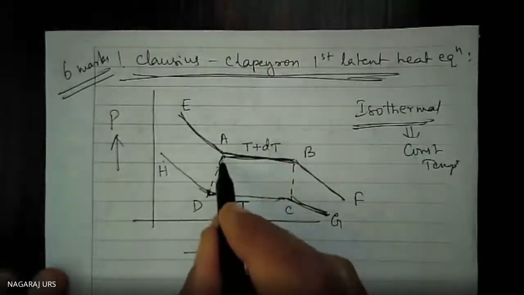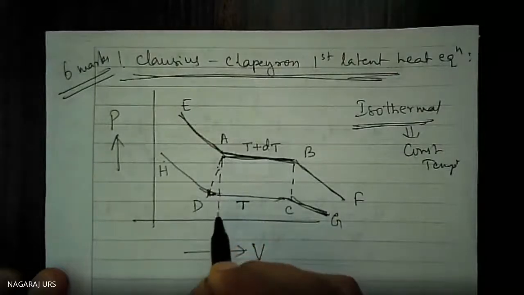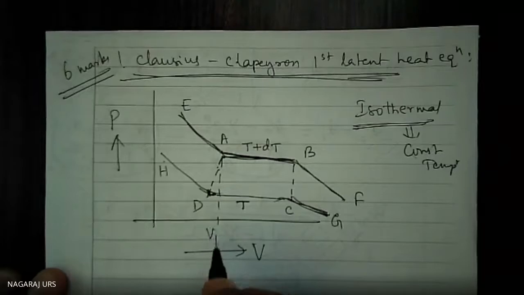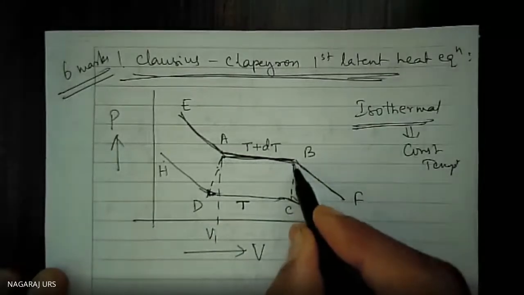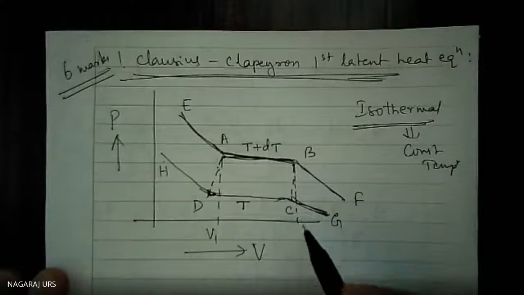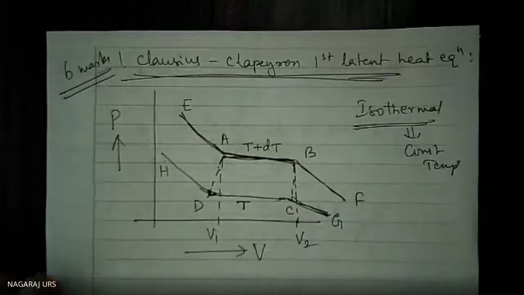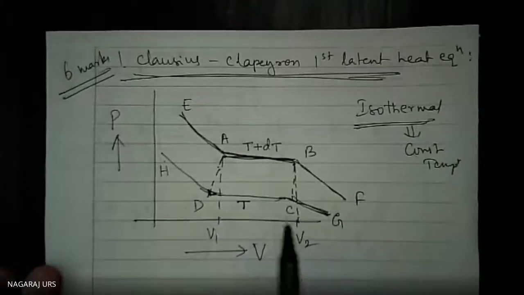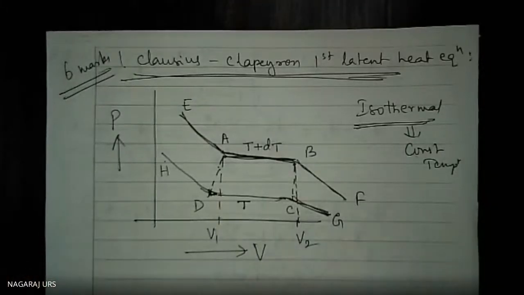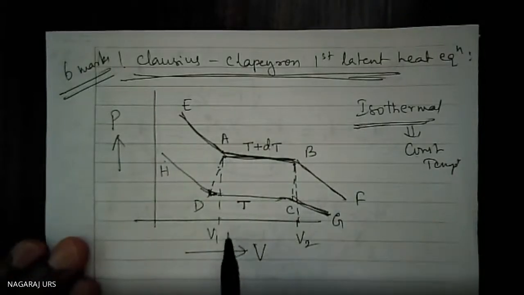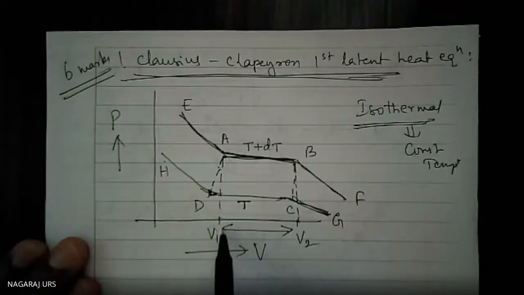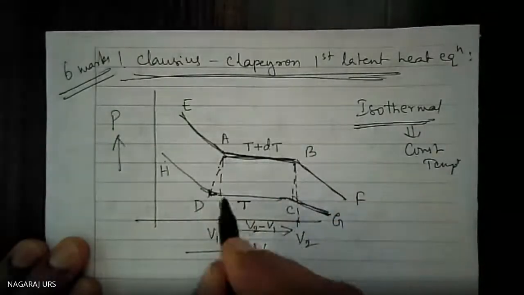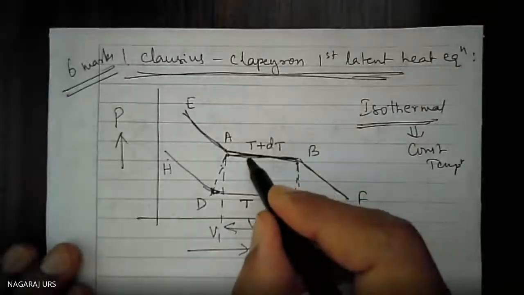I will drop a line from here to here. Approximately, a small gap is there, but we will ignore that, no problem. This is V1, this is V2. Here is the V2 volume, here is the V1 volume. Between here and here, the volume difference is V2 minus V1. To measure the area of this, we require V2 minus V1.